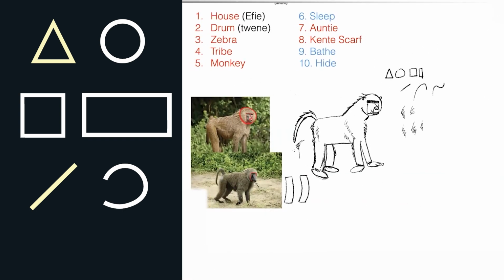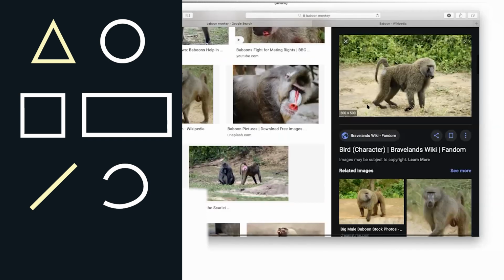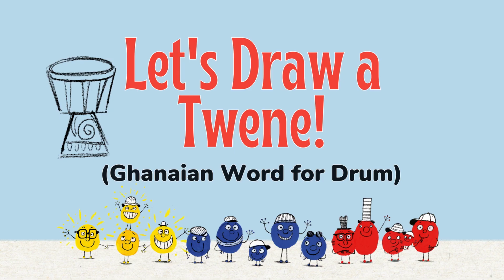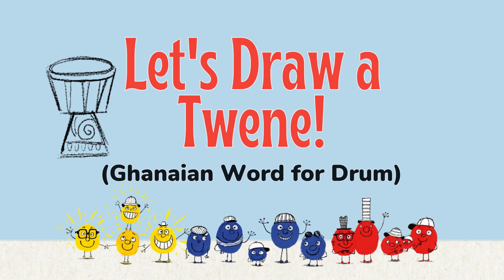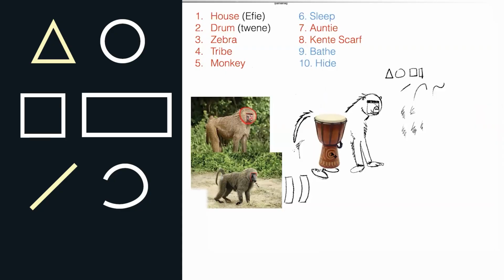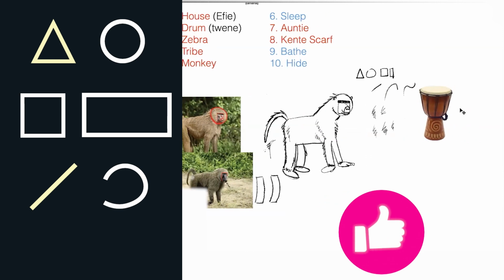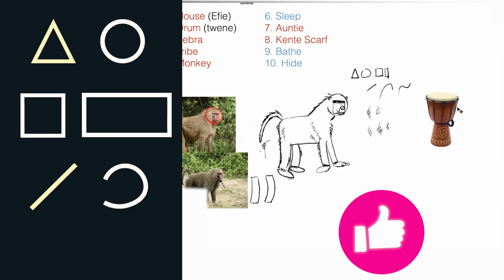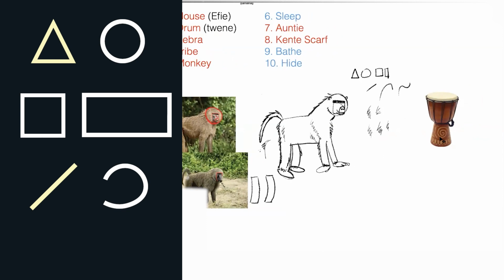Okay, let's draw a drum. We'll draw a drum and a zebra. So let's draw an African drum. Do you want to help me draw a drum and then we'll draw a zebra next? Okay, so what shape should we start off with drawing this drum? What's the big shape you can see?